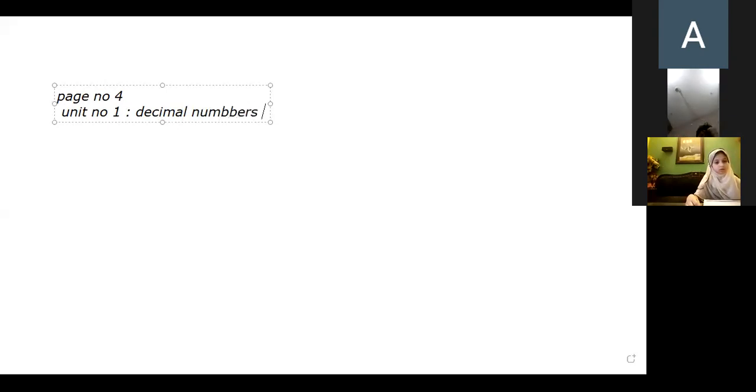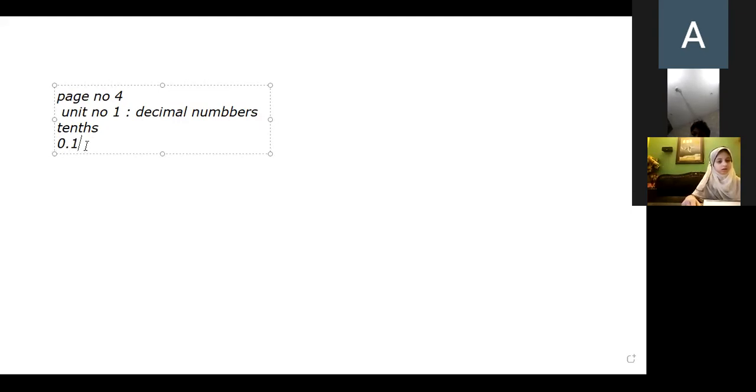In the last class, we learned about where the 10th value is placed. So I'm going to tell you again where the 10th value is placed in our place value. The 10th value is what comes right after the point. The first value after the point is the 10th value. For example, 0.1. In this value, the 1 is on the 10th place.